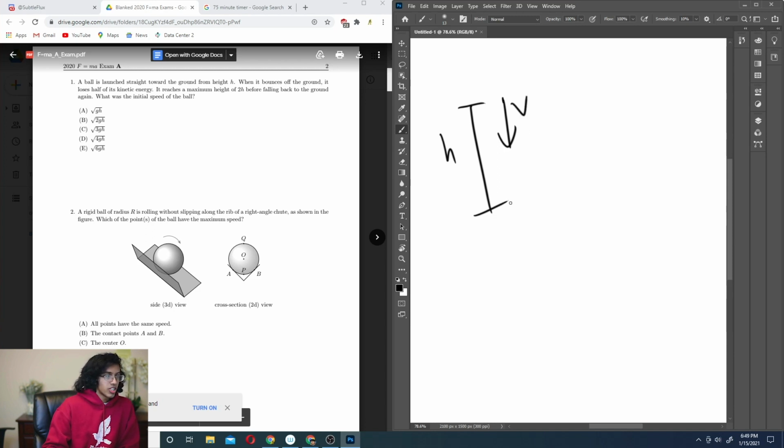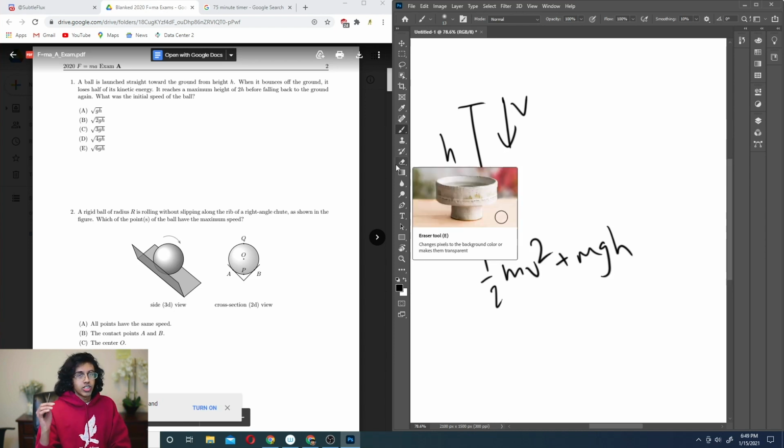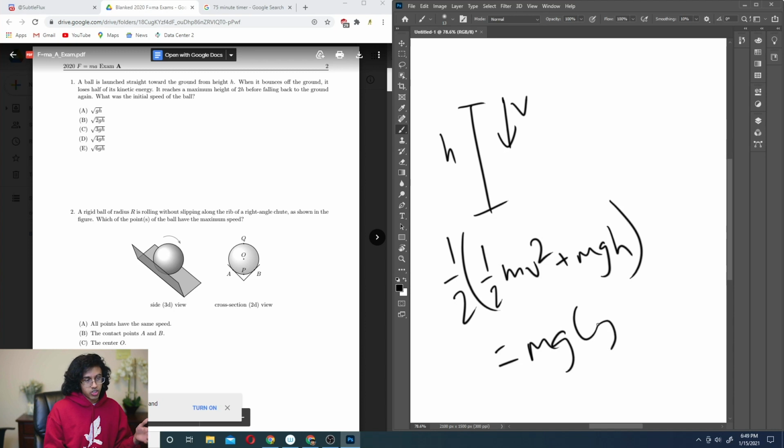Okay, so essentially we know that like 1/2 mv squared plus mgh is the original energy of the ball, right? And basically, when it reaches the ground, all of its potential energy is converted to kinetic energy, right? So essentially, if it loses half of its kinetic energy, its overall energy is going to decrease by 1/2, right? So essentially, its final energy is going to be equal to this, but that is also equal to mg times 2h.